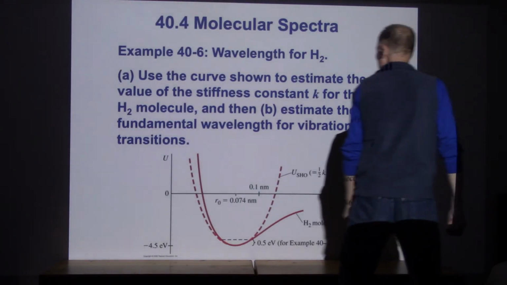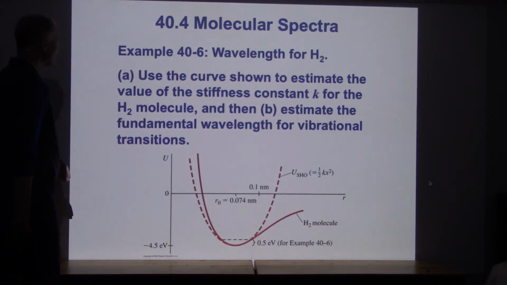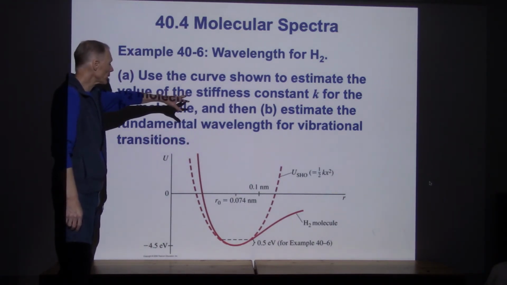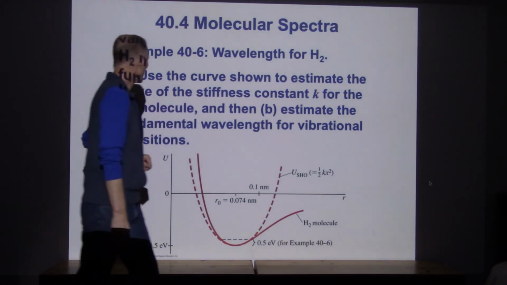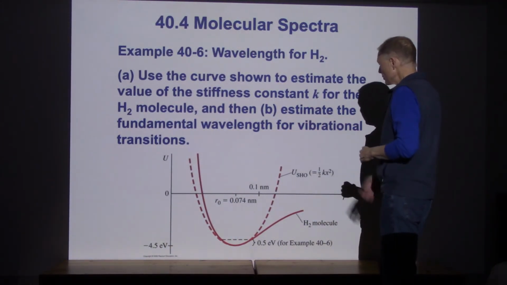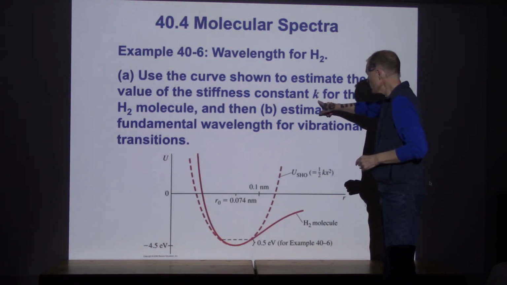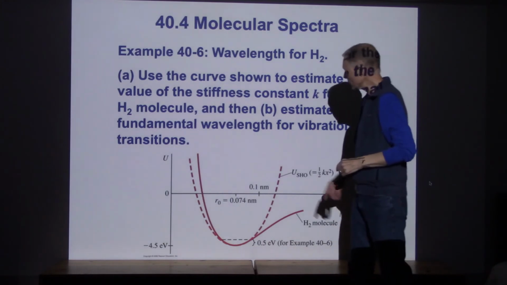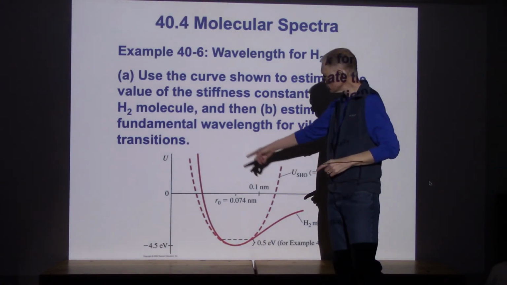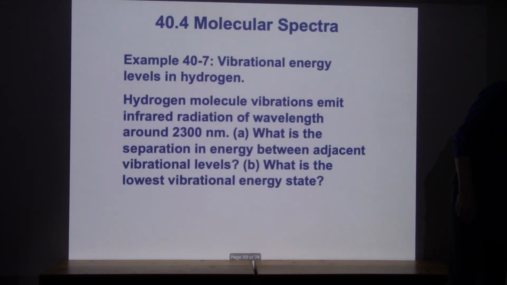All right, so here is that diagram again. We saw this for hydrogen. Now what they want us to do is go in and get some values. They're telling us that, in this example, they're saying actually use the curve that we have here to figure out what K is. So I don't think we're going to take a look at this one. It's really just determining what that dashed line parabola, what the values are, so you could go in and estimate the bond stiffness from that.